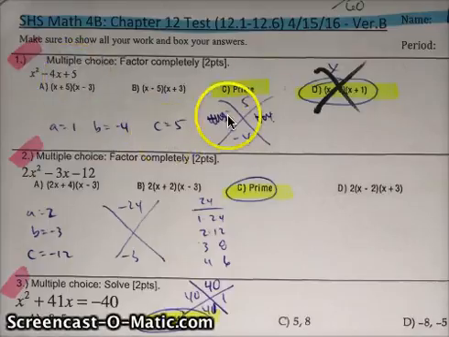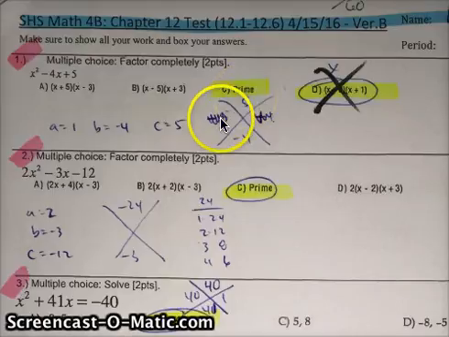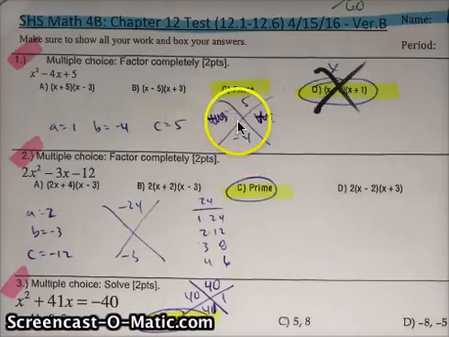So I'm going to use the X box method. I'm going to take my A times C and put it on the top of the box. And then your B value is -4. So I need to think of two numbers that multiply to be 5, or that equal A times C, and those same two numbers need to add to be -4. There are no two numbers. That's why I crossed off that one. I made a mistake, and the answer is prime.